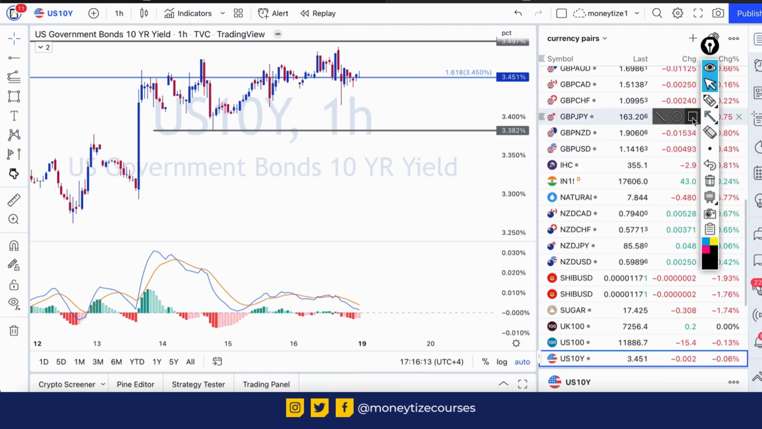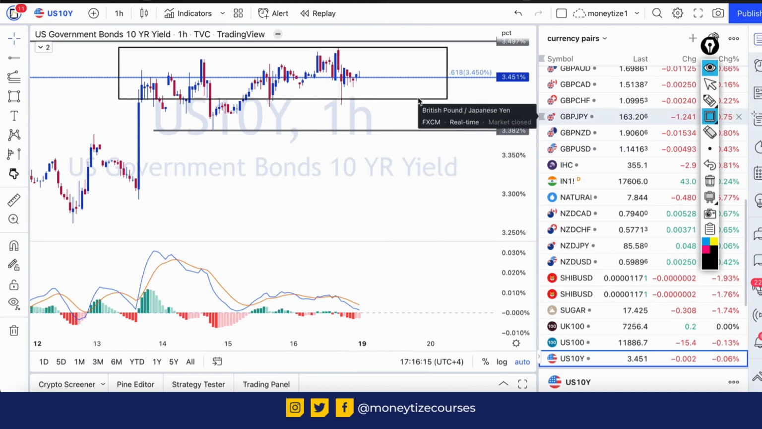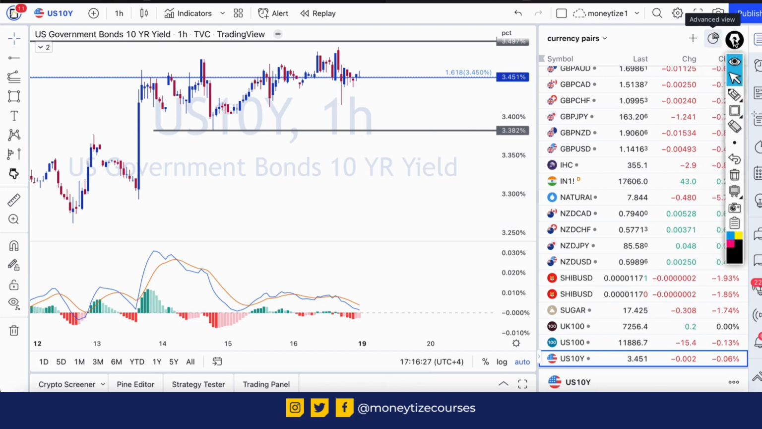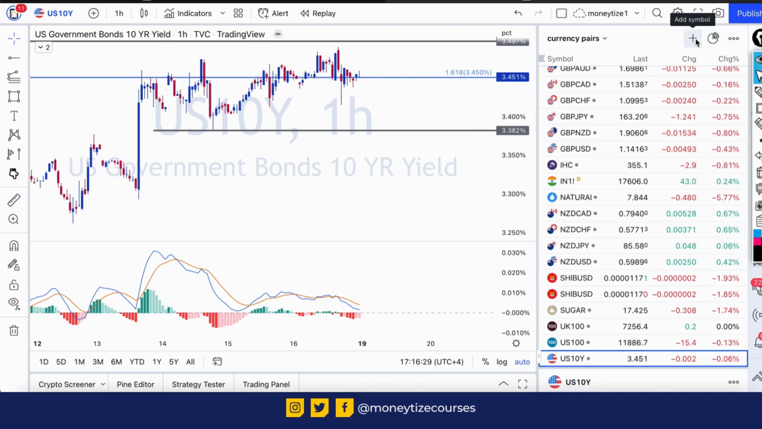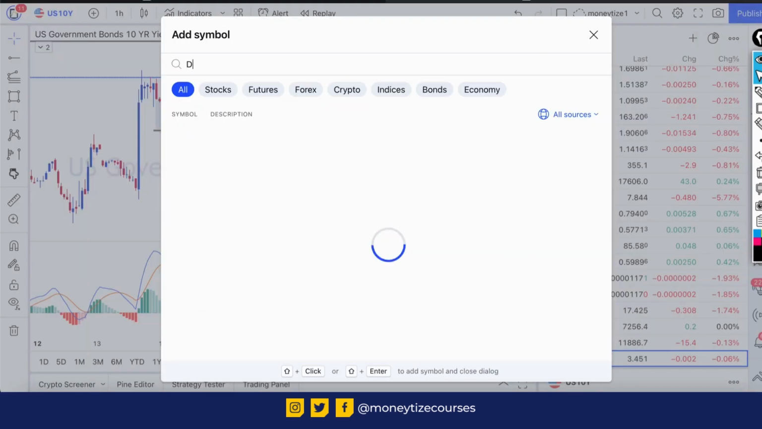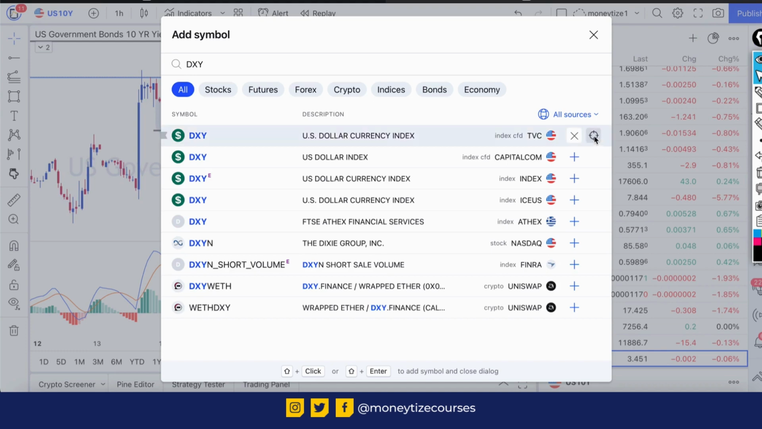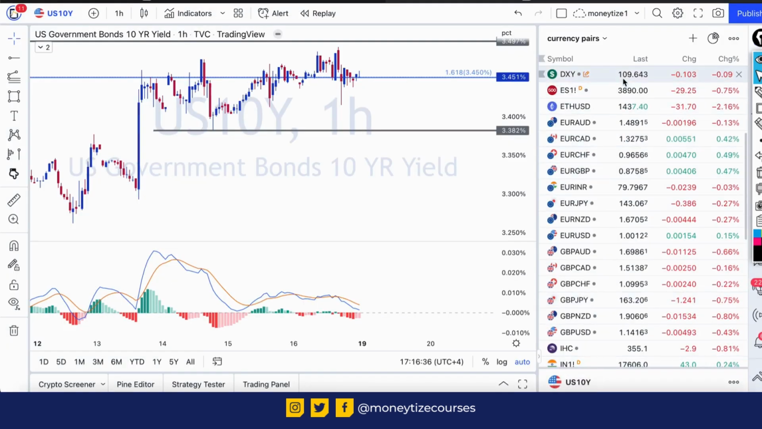No direction on the 1 hourly chart, exactly like sideways. So a 50-50 scenario on the 1 hourly chart. Let's quickly have a look at the dollar index, DXY.